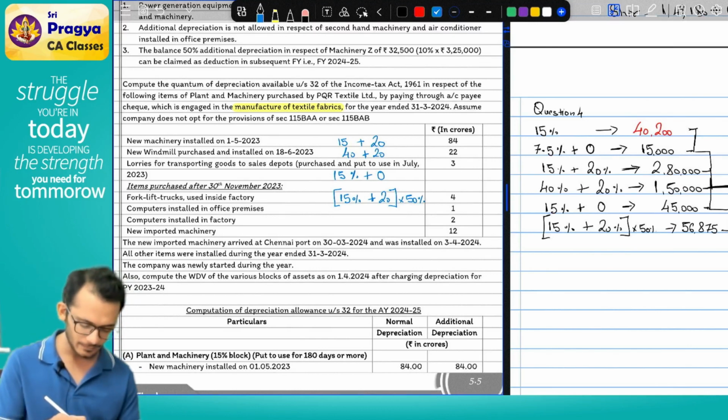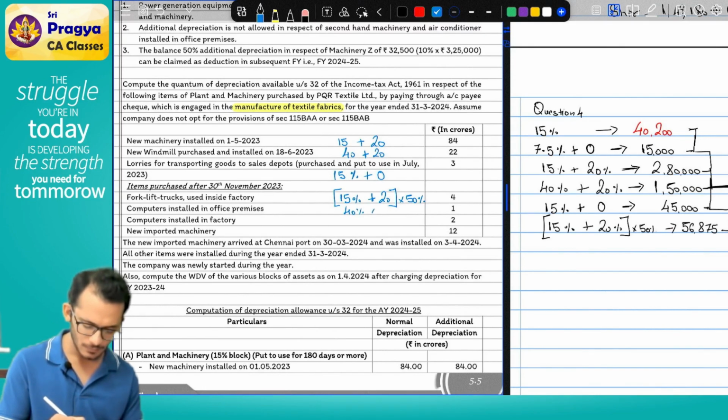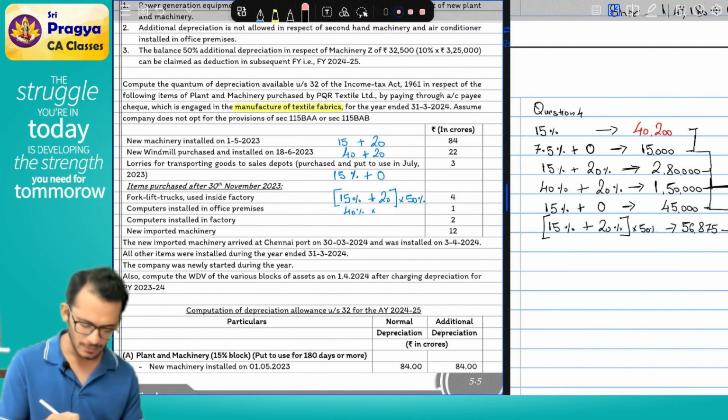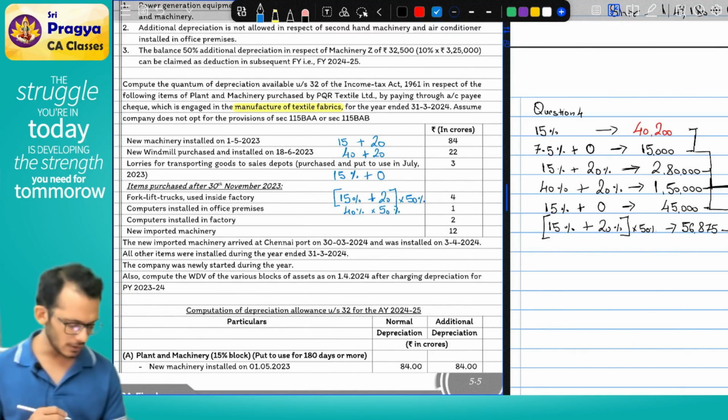Depreciation rate is 40. Can you claim full 40, Rahul? No, because after 180 days. Hey, can you claim additional depreciation? No. Why, Rahul? Installed in office premises.